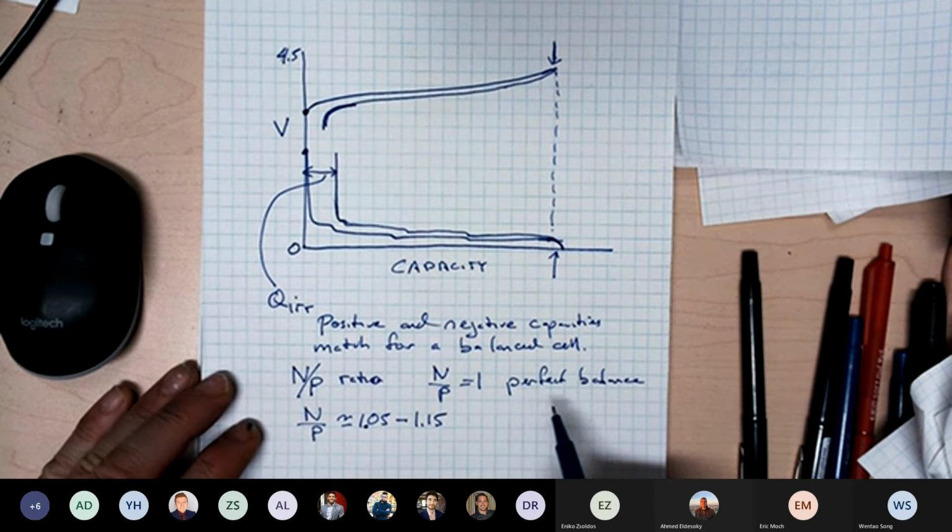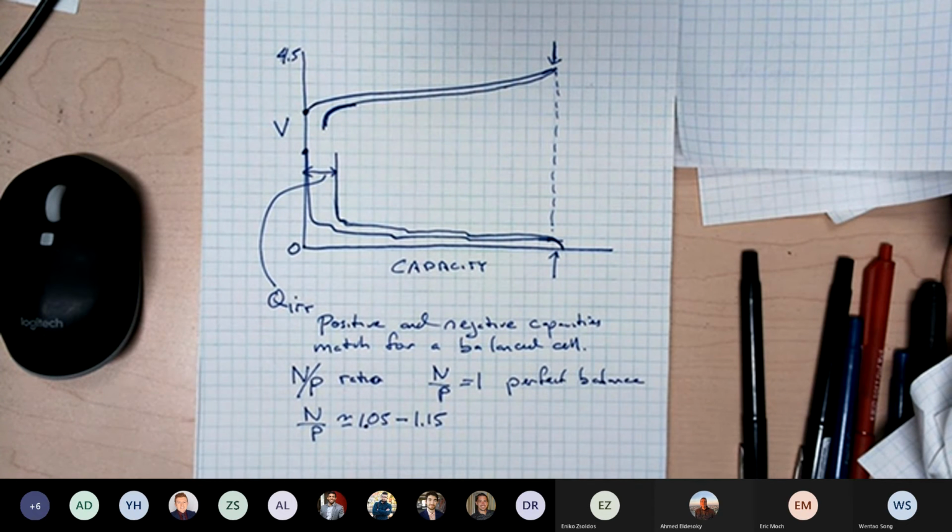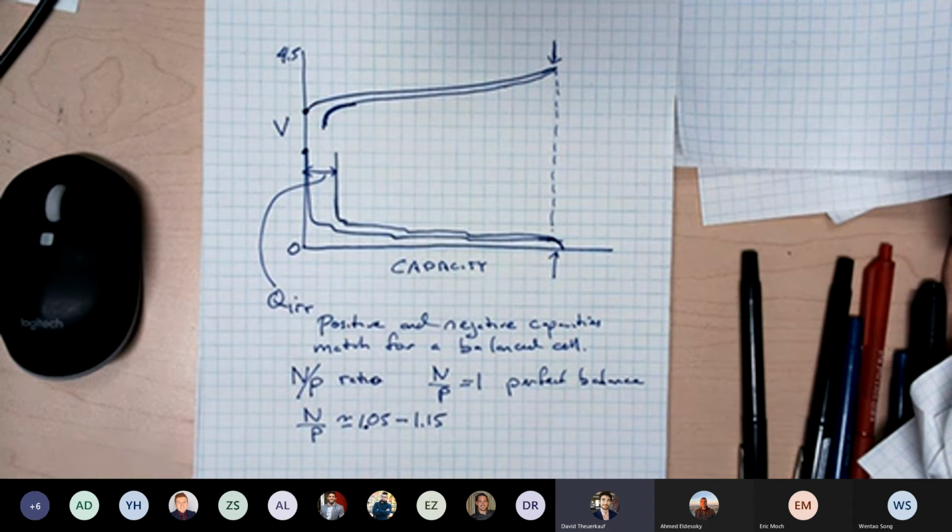So does anyone have any questions about balancing cells? I do, actually. How does this change with different rates? So say you were to run it at C over 5 versus at a rate of C. How does that increase the Q irreversible? Because from my understanding, it would, but how does that fit this framework?